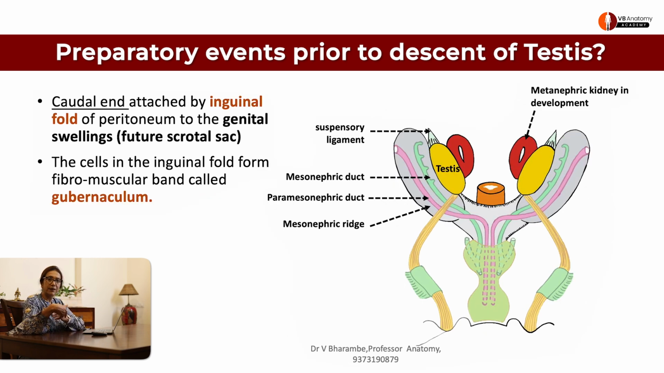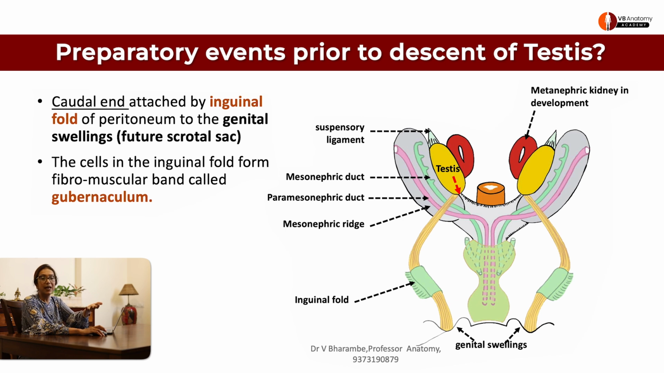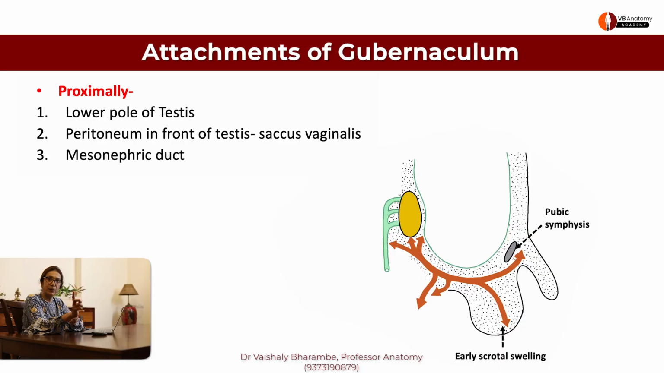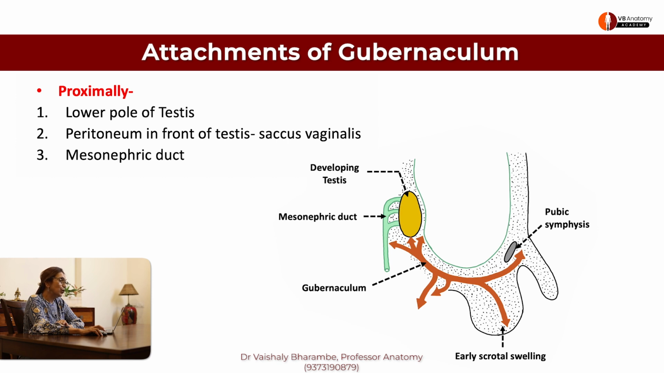It's attached at this point, suspended from the diaphragm. At its caudal end, at its lower end, the testis is attached with the help of an inguinal fold to the genital swellings, which are only tentatively, that's where the scrotum is going to develop. Within this inguinal fold, a fibromuscular band develops, which is called the gubernaculum. What is it called? Gubernaculum. Okay. So now this gubernaculum at the upper end is attached to the testes, to the mesonephric duct, and to the peritoneum covering the testes.